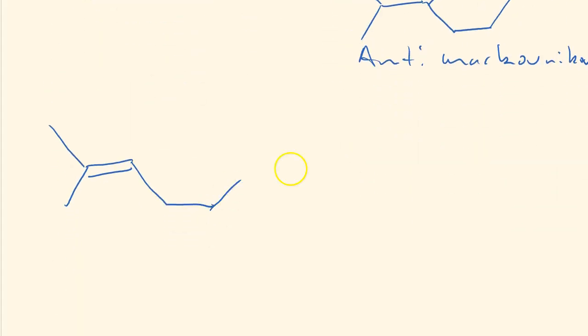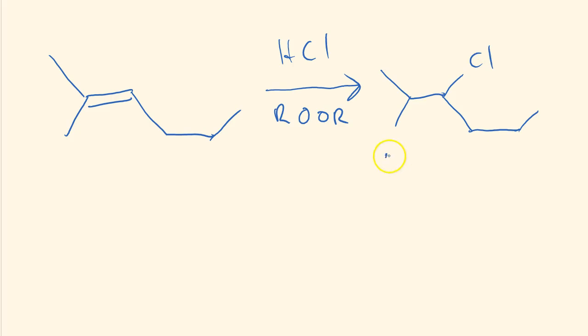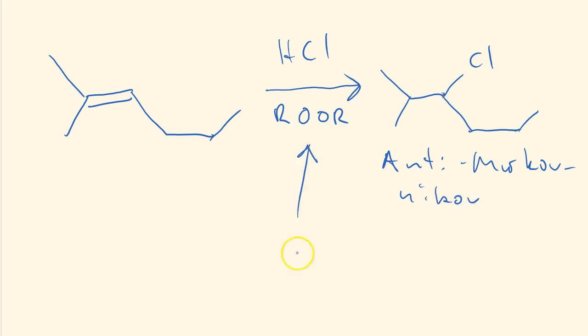Okay, now, if we wanted to get the anti-Markovnikov as the major product, we could start out with the same reactant, and we could use hydrochloric acid and a peroxide, and just put ROOR underneath your arrow, and this would give us the anti-Markovnikov. And you know it'll be anti-Markovnikov because of the presence of a peroxide. Okay, so that's that for hydrohalogenation.